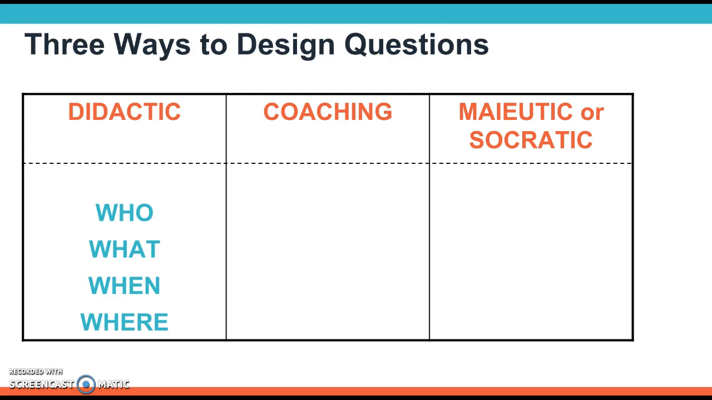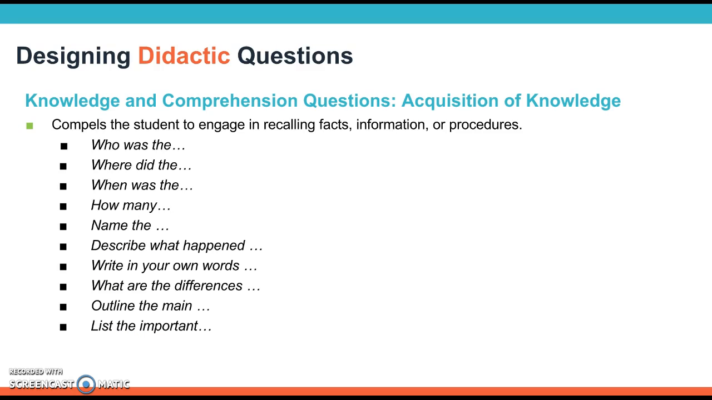There are three types of questions you could design: didactic, coaching, and Socratic or Maieutic. The first type, didactic, you'll be familiar with as who, what, when, where type of questions. These are knowledge and comprehension questions, and they're geared towards students acquiring knowledge. So if you pose these questions, you're compelling a student to engage in recalling facts, information, or procedures. And you can see here some types of question stems that you might use: the who, what, where, when, the how many, where you're looking for a number.